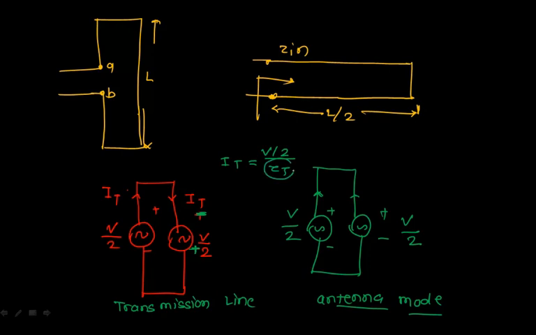So this is the total impedance. I'll just write it on the next slide so you'll understand. If I'm interested in the total current in the transmission line mode, it will be V by 2 divided by ZT, which is nothing but V by 2ZT. Now here we are using this to find out how we can get the current. I'm interested in the input impedance.